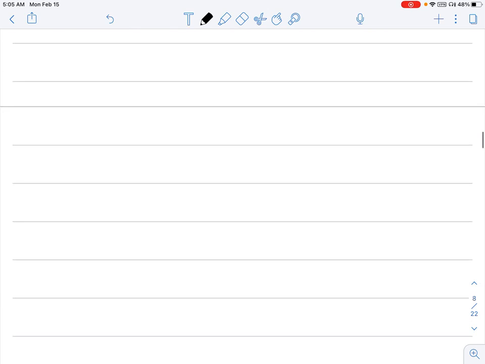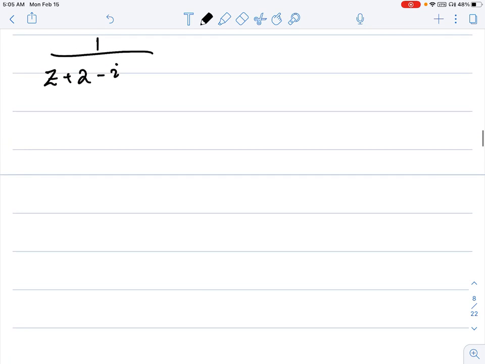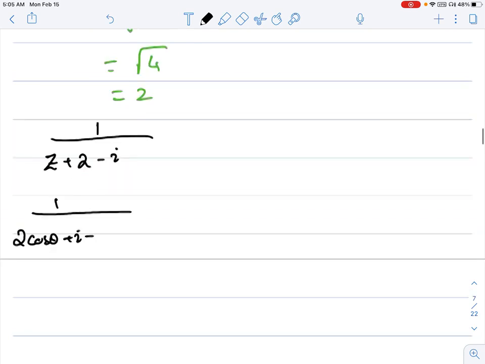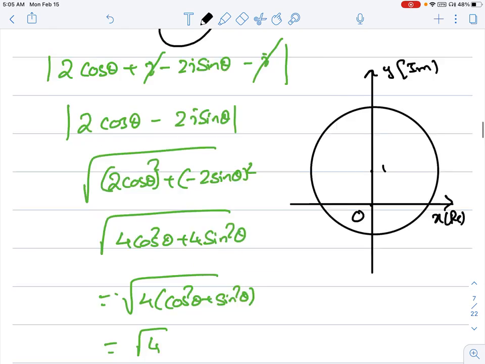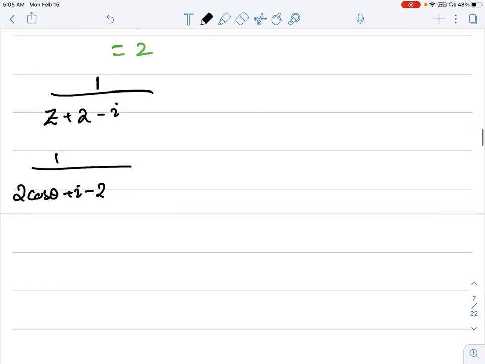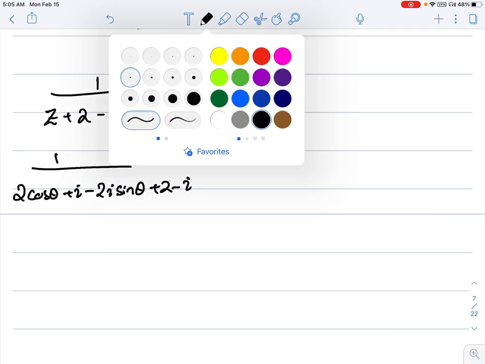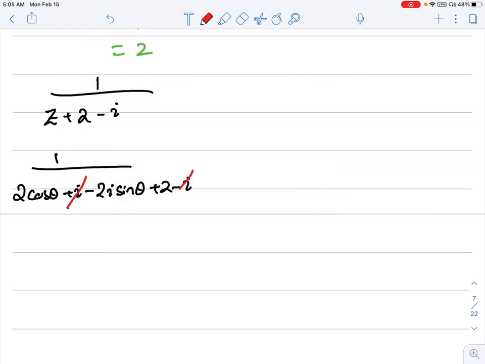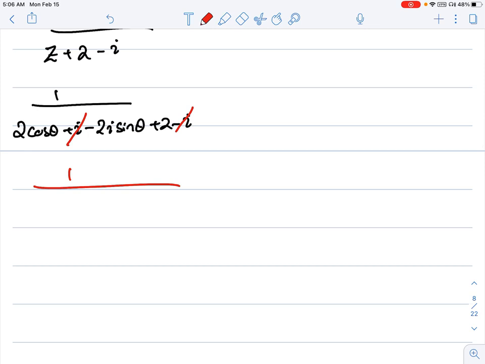So the real part of this is a constant, so there should be no theta. 1 by z. What is z? 2 cos theta plus i plus i minus 2i sin theta, minus 2i sin theta plus 2 minus i. The i and i get cancelled. So I am left with 1 by 2 cos theta plus 2 minus 2i sin theta.